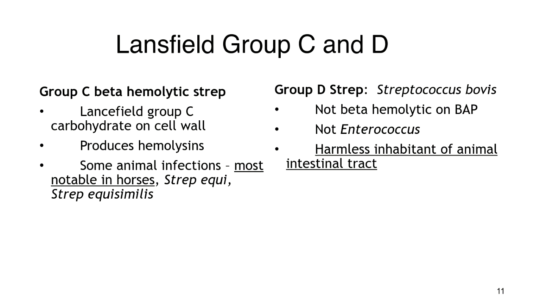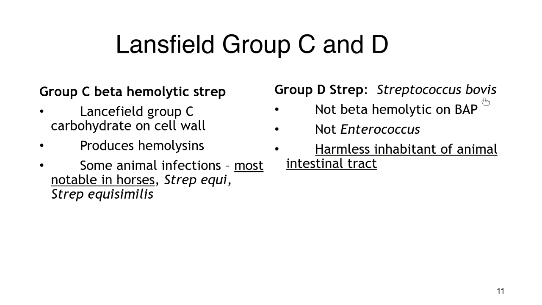Group D strep. So this is not beta hemolytic. It's not what we would call an enterococcus, and it's a harmless inhabitant of the animal intestinal tract. But you could also, the Streptococcus bovis. Doesn't that make you think about bovine? So it is harmless if it's in the intestinal tract.